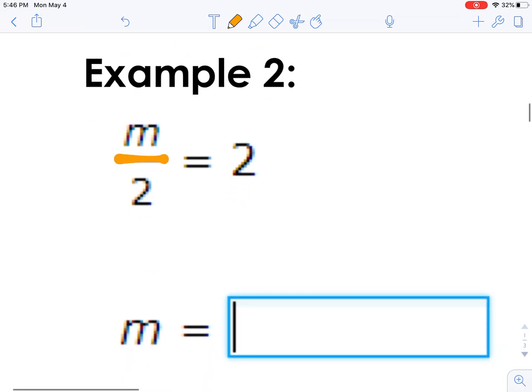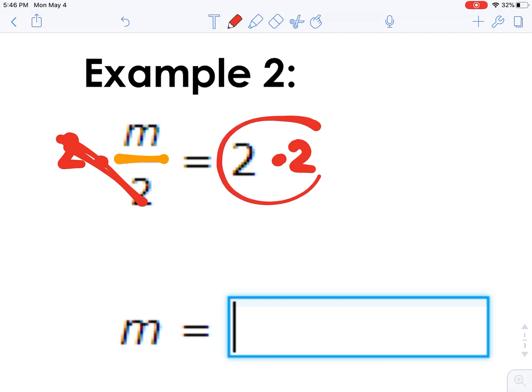Here we're dividing. To undo division is multiplication. So we're going to multiply both sides. Those will cancel. And 2 times 2 is 4.